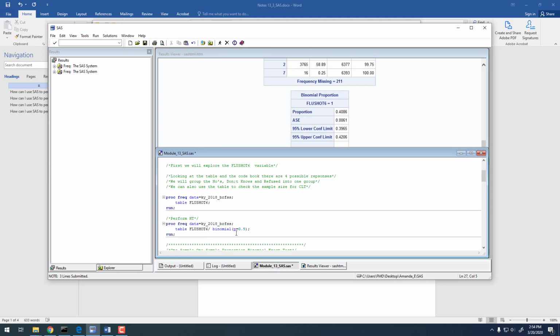Now going back to the code, notice here I put in p equals 0.5. The reason for this is we were checking to see if less than 50% did something. Most of the time you're probably going to be comparing to 50%, but you might not be. You might want to be comparing to something else. In that case, you can put in whatever value you want there as long as it's restricted between 0 and 1, because proportions are restricted between 0 and 1.